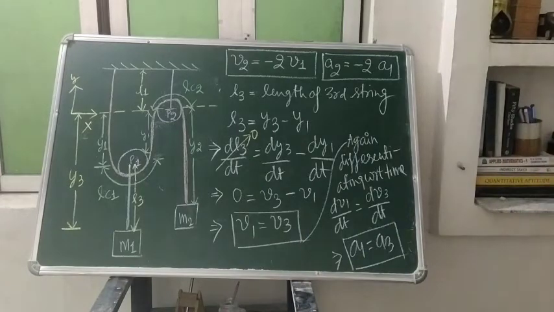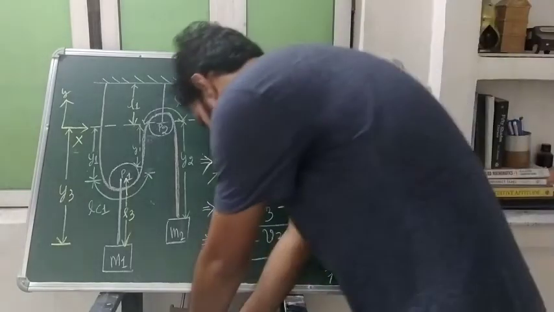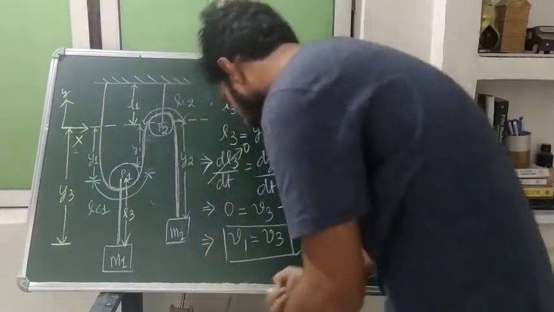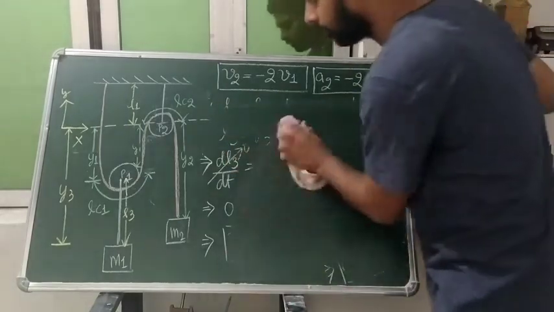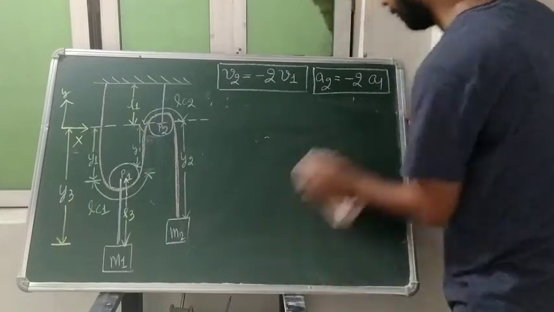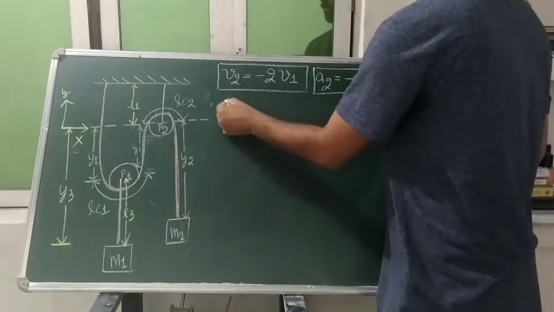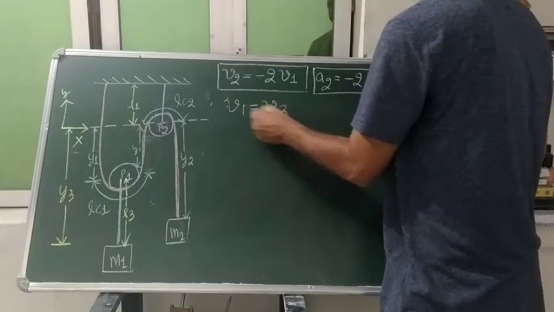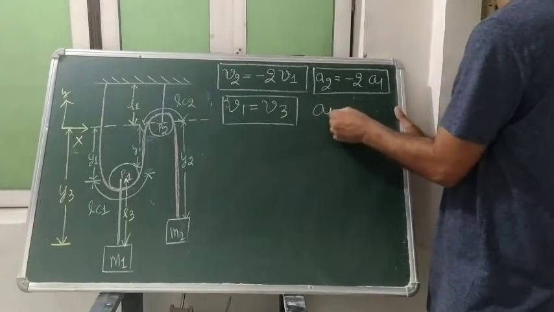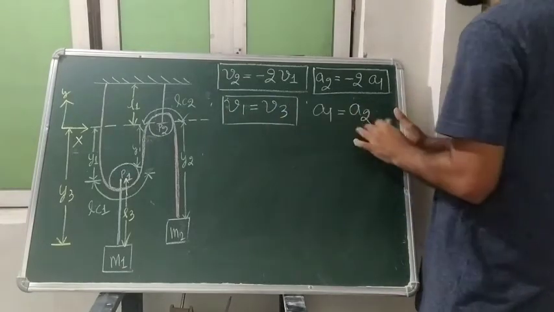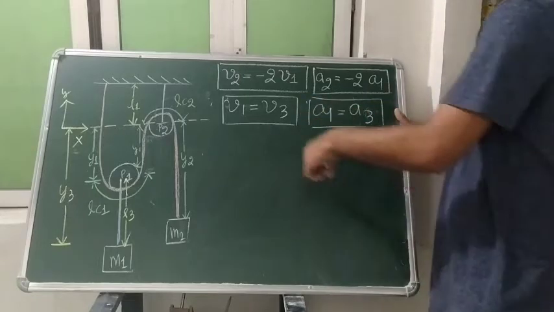You can write up to here first. So we have reached up to here. Here what are we getting? That our V1 will be equal to what? V3, and again differentiating it, you will get that our A1 will be equal to what? A3. A3 is representing the acceleration of this block.